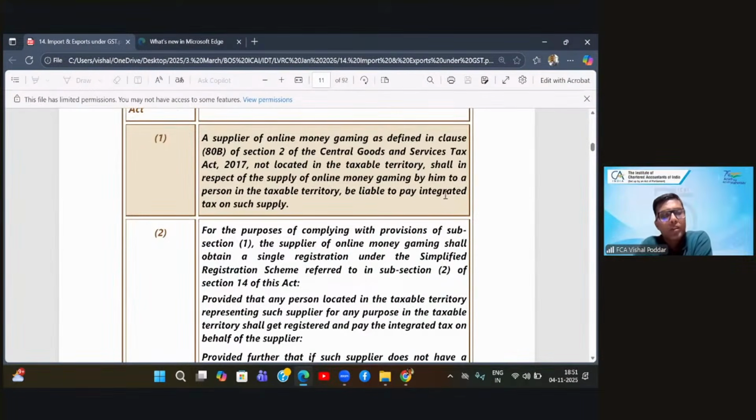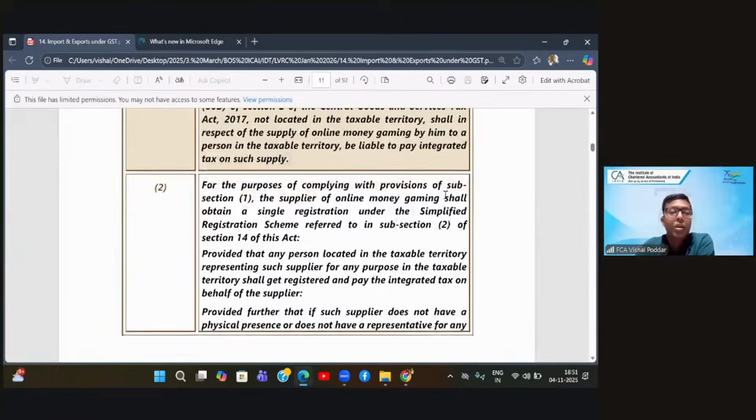Since the importer, that is you and me, are common citizens not registered here, so we are not saddled with the responsibility of paying IGST. It is the supplier. But since the supplier is outside, some more control mechanism is required. What is that? For the purpose of complying with provisions of subsection 1, that is making the supplier liable, the supplier shall obtain a single registration. Now, this is interesting. Why this point is given single registration? Because under GST law, we have state-wise registration.